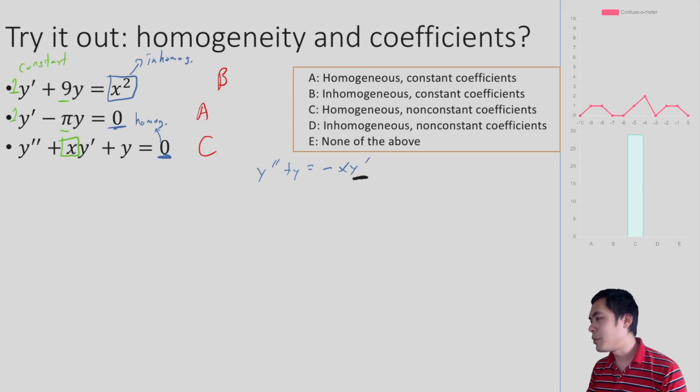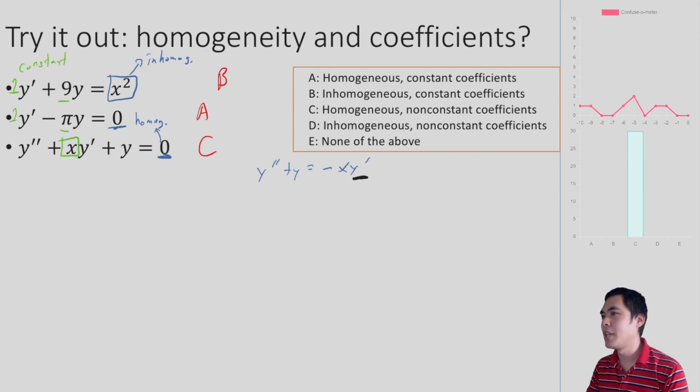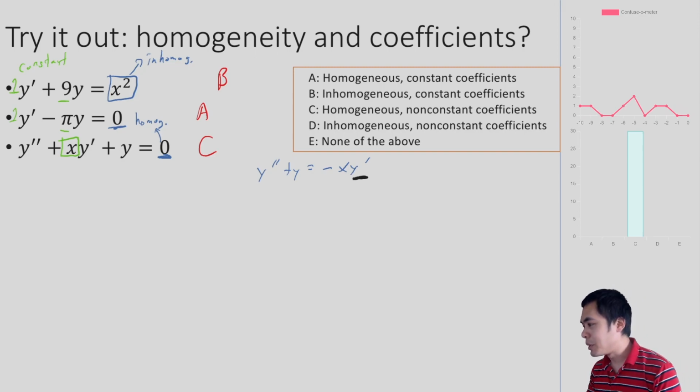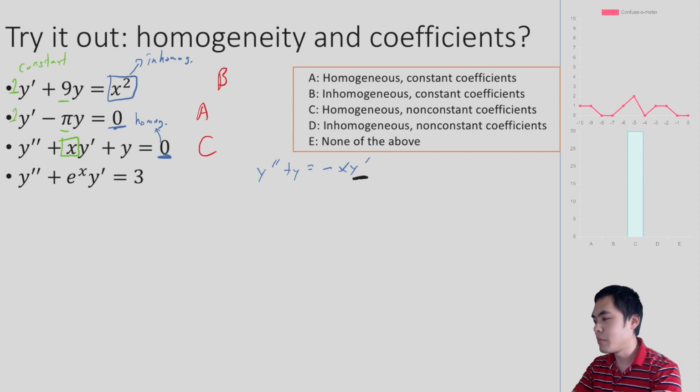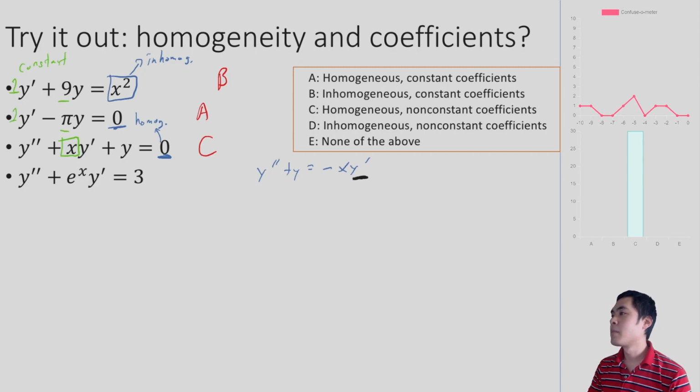Okay. Don't worry, we'll go through many more of these because this is important for you to understand. And hopefully I'm not boring the people who already understand this. So let's say we had y double prime plus e to the x y prime is equal to 3. Let me reset. Okay. To answer Sam's question, yes, it's because you can't separate the x and the y in the third example there.